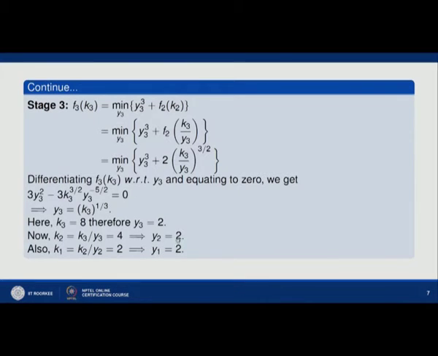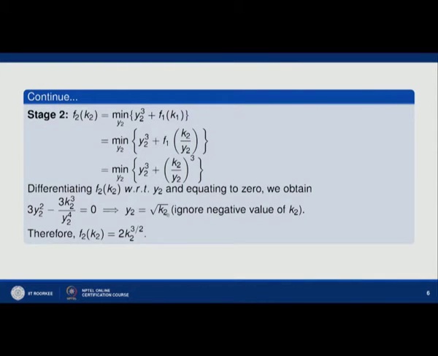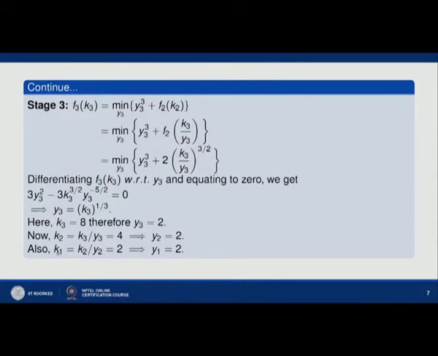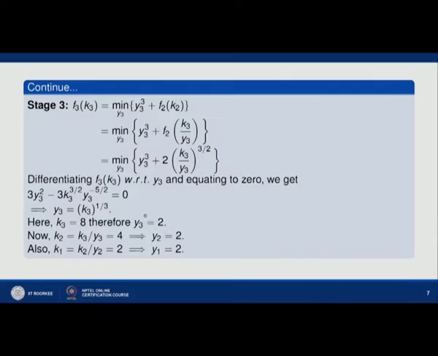Why is y2 2? Because y2 is under root k2. You substitute 4 here, so y2 is 2. And similarly, k1 is k2 upon y2, so 4 upon 2 is 2, and y1 is 2, because k1 equals y1. So, in this way the optimal value of this objective function is obtained when y1 is 2, y2 is 2 and y3 is 2.